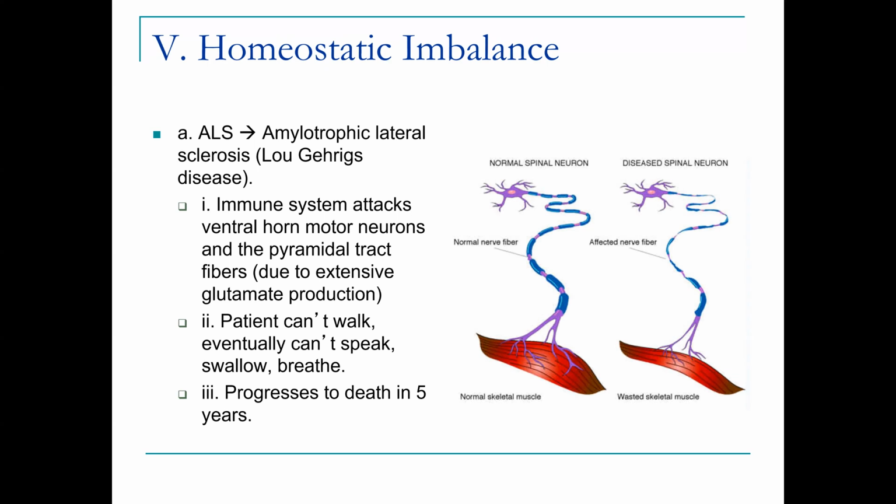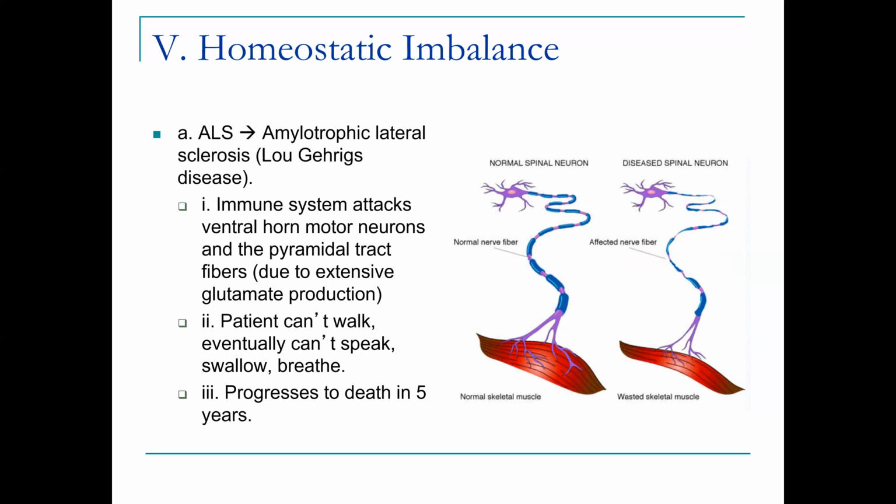Amyotrophic lateral sclerosis is called Lou Gehrig's disease. This is what Stephen Hawking died from, except he had a variant, because most people with this are dead within 5 years. Obviously, he got this when he first started college, so it's late teens, early 20s, and lived with it a long time. The immune system attacks the ventral horn motor neurons and the pyramidal tract.